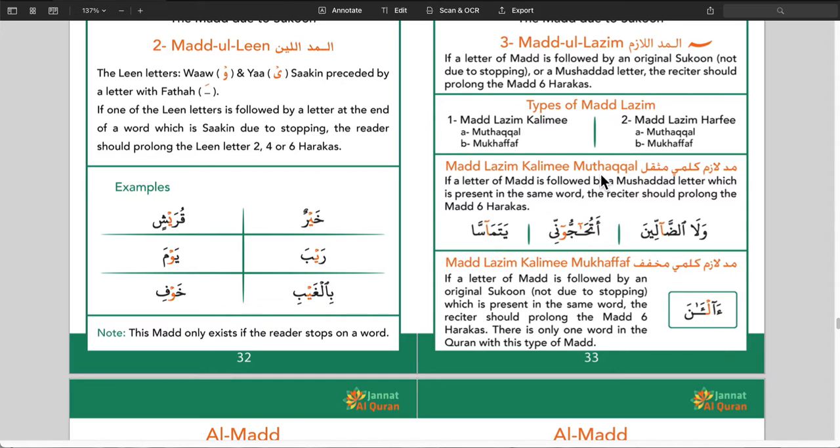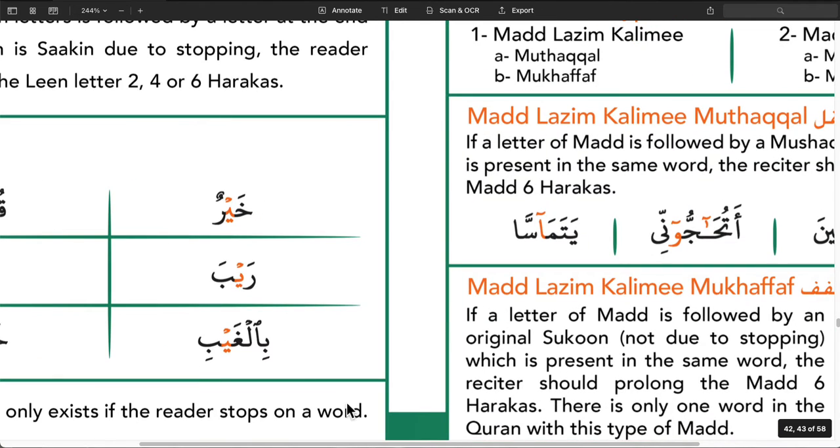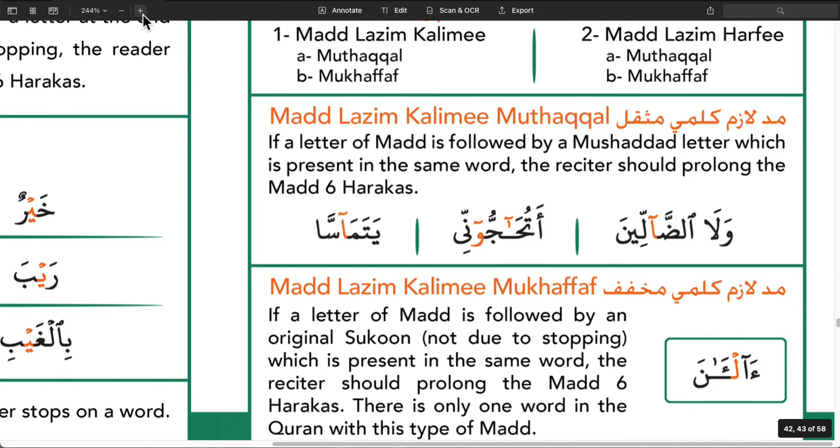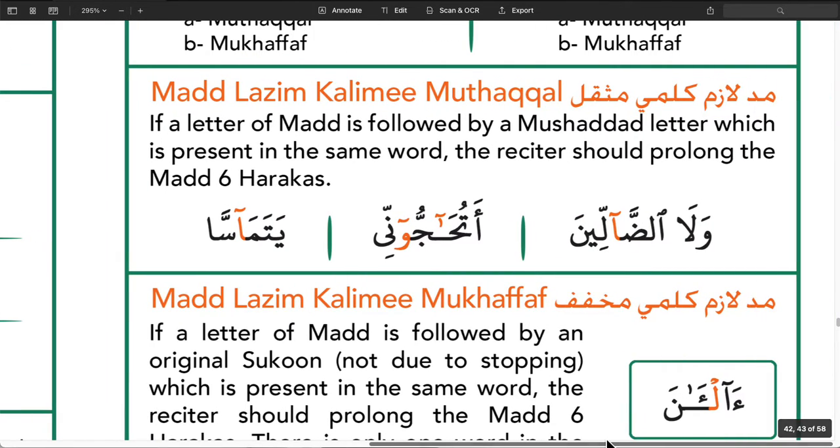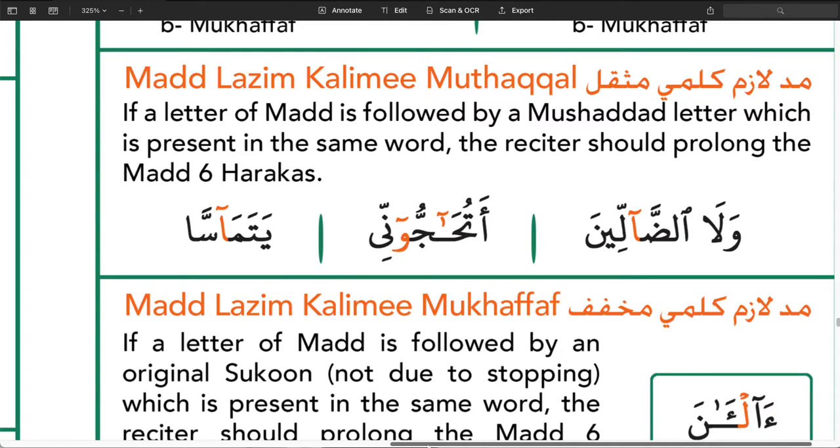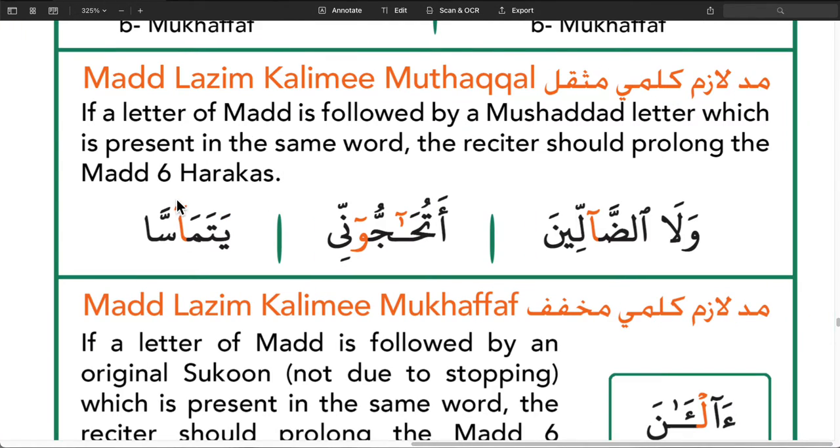So how I know it is a lazim, I see the sign here. Let me zoom. Okay, so with that we focus just on this lesson. Okay, so what is the sign? We have the sign here, which shows us it is a mad lazim. Okay, and then after that we have a shadda letter. So we have to go really 6 counts. Just remember in Fatiha we have the same thing.